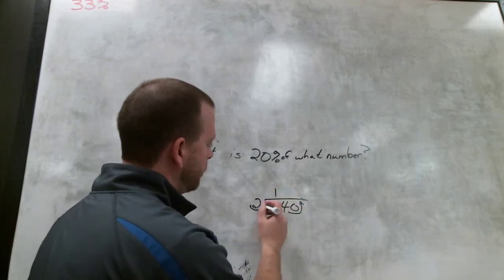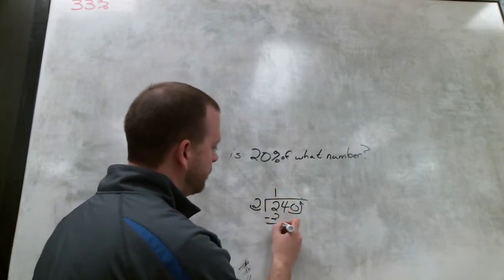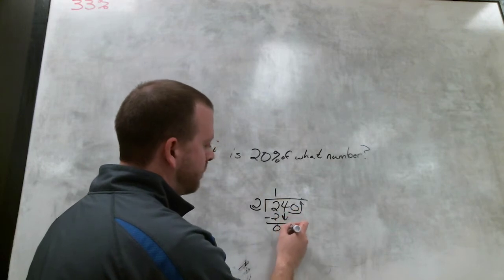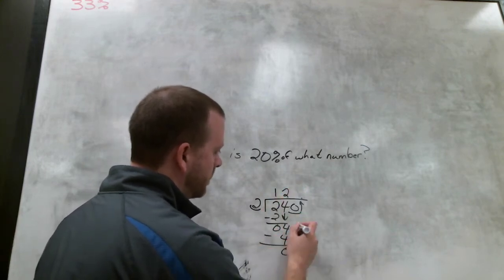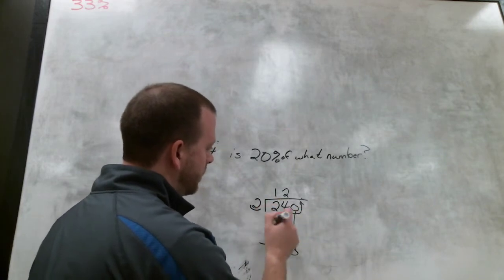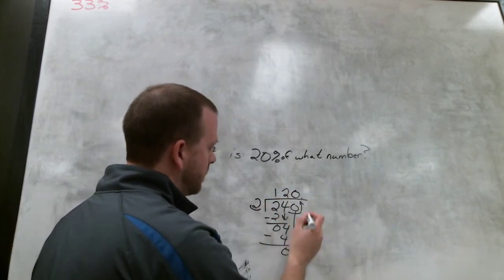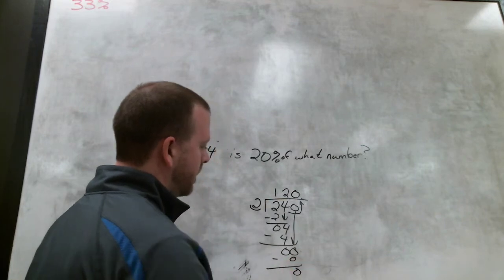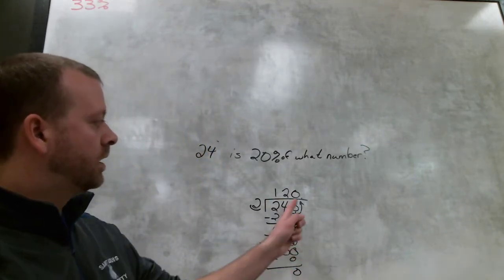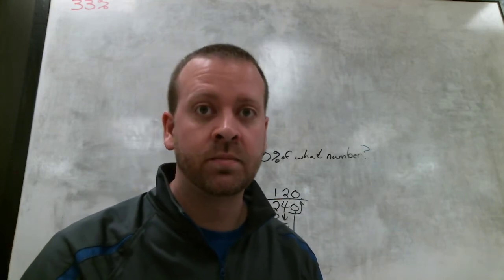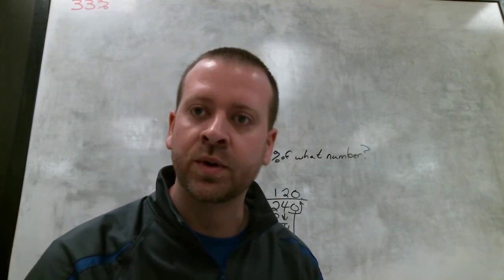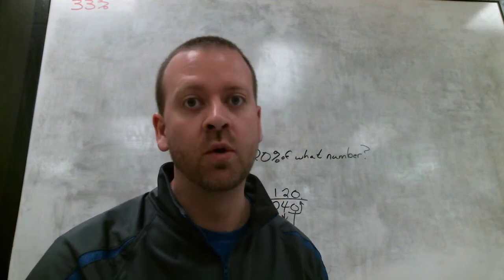2 will go into 2 one time, minus 2, 0. Bring down my 4. 2 will go into 4 2 times. 4, 0. Bring down my 0. 2 will go into 0 0 times. 0. And I'm good. See? Got the same thing. All right? Very, very simple. And it will help you out with algebra, help you out in the real world, things like that.